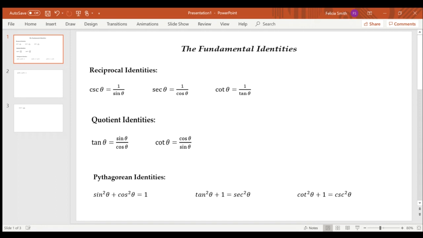We also have some quotient identities, which are going to involve tangent of theta and cotangent of theta. Again, each of those can be rewritten as a quotient. So if we're taking a look at tangent of theta, we can rewrite that as sine of theta on top and cosine of theta on the bottom part of our fraction. Cotangent theta is the same thing as cosine of theta on top and sine of theta on the bottom.